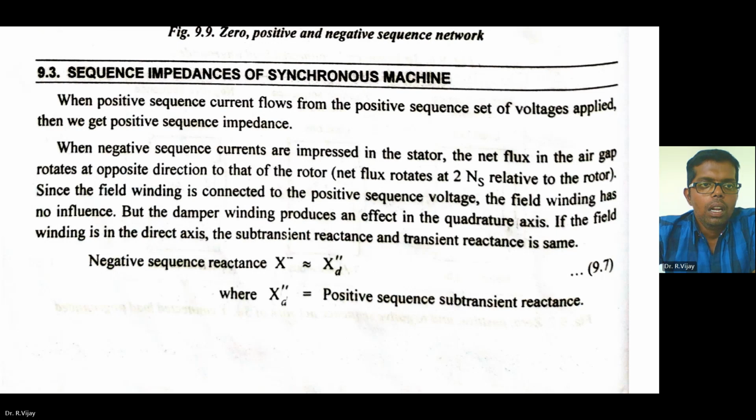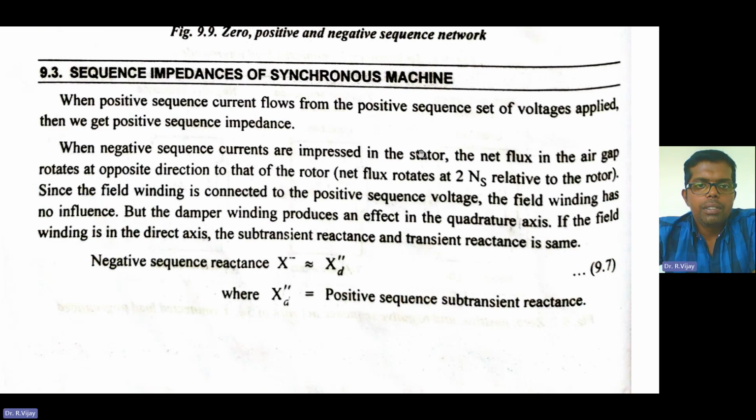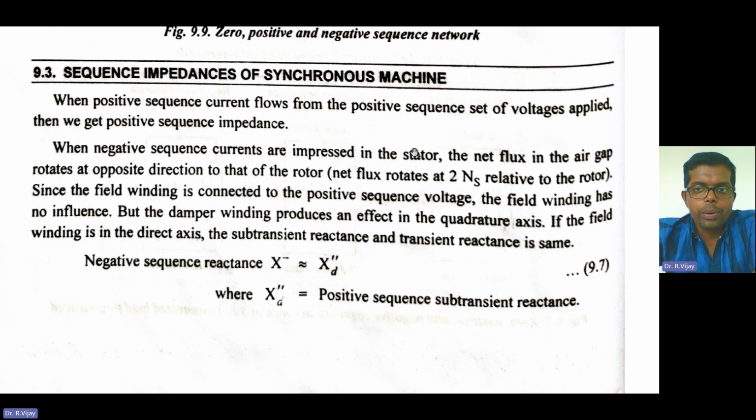To one and all. Today, we are going to see about the sequence impedances of a synchronous machine. When a positive sequence current flows from the positive sequence set of voltage applied, then we get positive sequence impedance. When negative sequence currents are impressed in the stator, the net flux in the air gap rotates in the opposite direction to that of the motor.